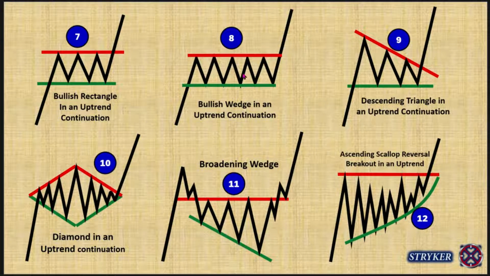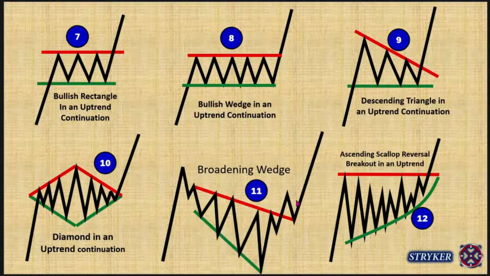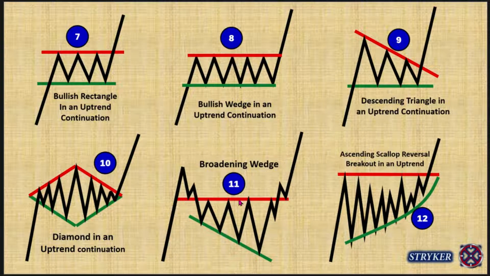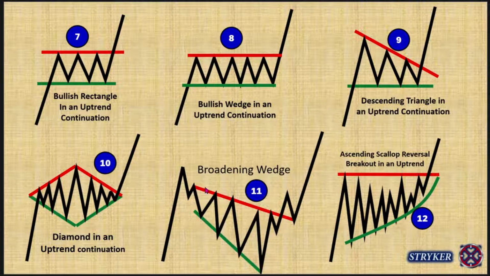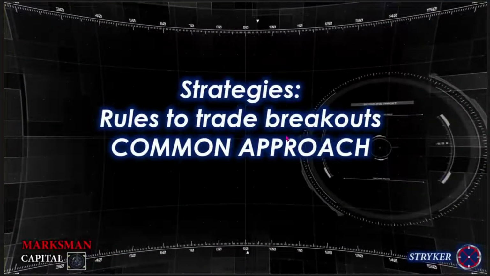So let's just keep things simple right here and remember all these 12 patterns. And sometimes broadening wedges are patterns that can vary a little bit. It can have a horizontal resistance before breaking out, or it can actually have a diagonal line descending before breaking upwards. So these are the two variations of broadening wedge. Other than that, let's go to the rules to trade breakout patterns on the common approach.